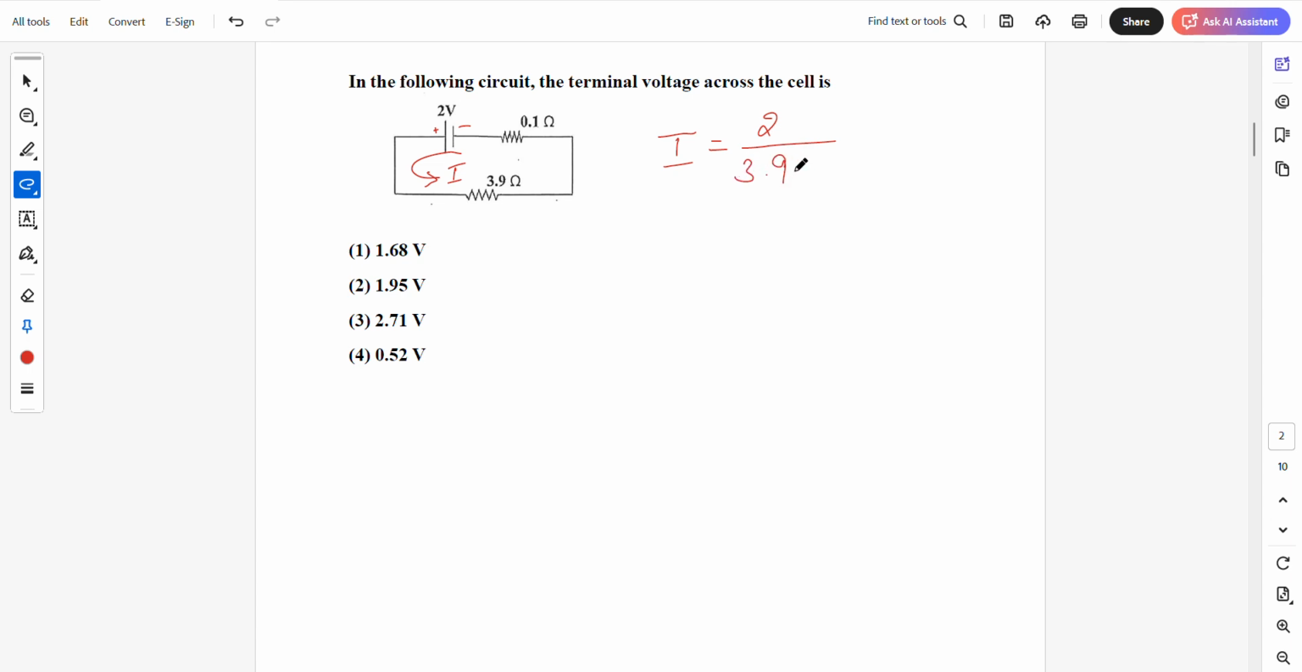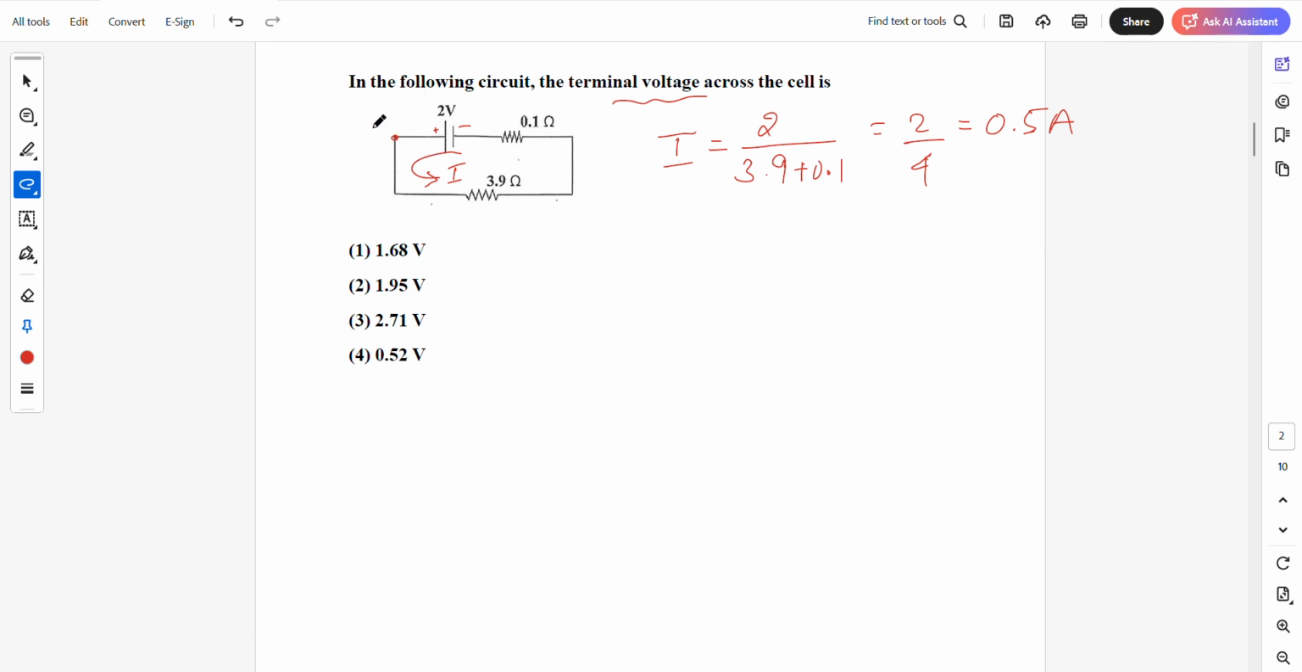3.9 plus 0.1. 2 by 4, that is equal to 0.5 amperes. I is equal to 0.5 amperes of current is flowing. Okay, what is meant by terminal voltage? Terminal potential difference he is asking.